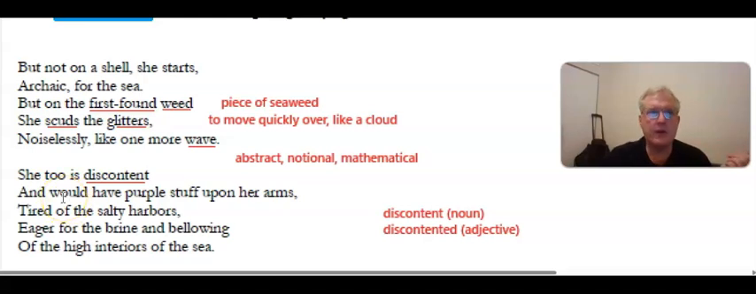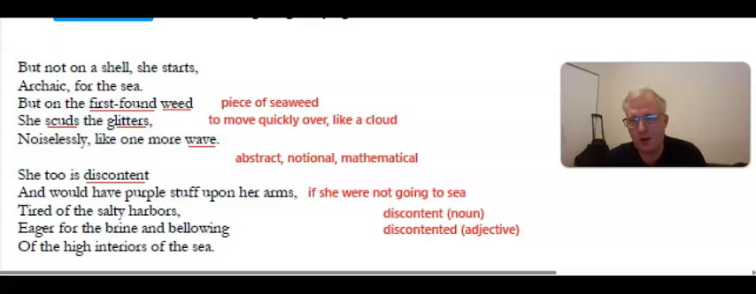Now, this is, as I said, an unreal conditional, but there's a condition missing under which it would be real, it would happen. What is the condition that's preventing this from happening? If she were not going to sea, she would have purple stuff upon her arms, the way that the Venus, as we imagine the Venus stepping off onto land, receives a pink cloak. So, although it's incorrect, there is a distinct difference between purple stuff and the pink cloak. They're alike enough for this still to make sense to us.